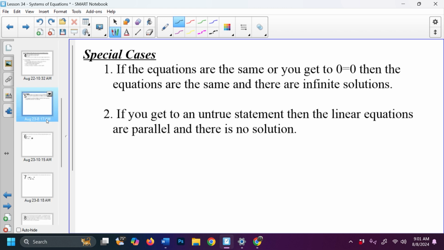If the equations are the same, or you can get it down to be 0 equal to 0, then the equations are the same line and there are infinite solutions. Now, if you cancel most everything out, but you get an untrue statement, and what I mean by an untrue statement is something like 3 is equal to 0. That is not a true statement. So if you get something that's untrue, the linear equations are parallel and there is no solution.